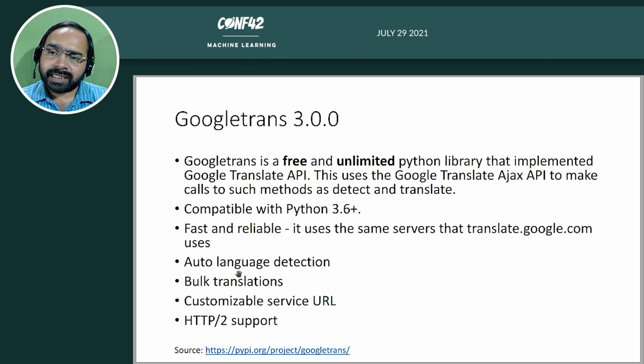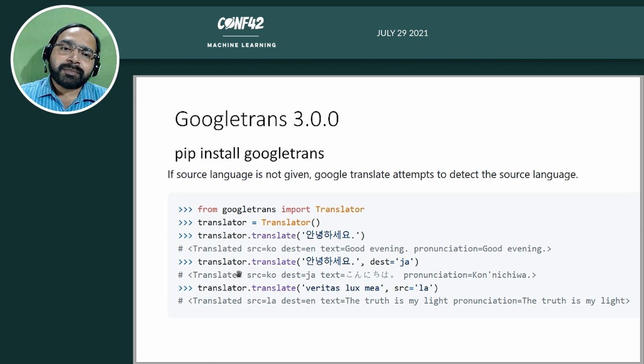Then auto language detection is supported. Bulk translations are possible. A customizable service URL is supported, and it also supports HTTP version 2. You can install it using the pip command. So you can say pip install googletrans, and it will be installed on your machine. If the source language is not given, then Google Translate attempts to detect the source language.